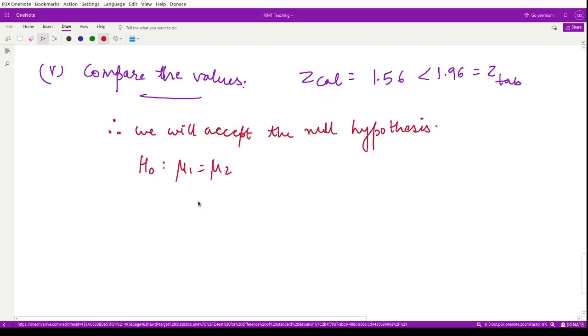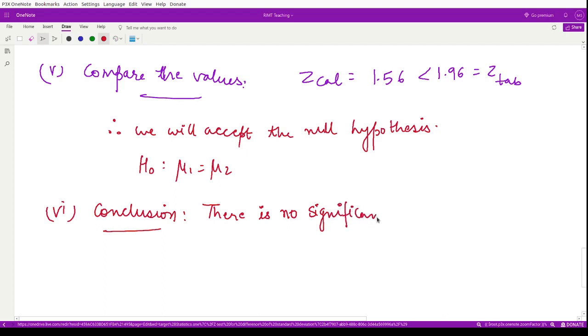So we may conclude that, so last step, conclusion. There is no significant difference between the sample means, right? So this is for the first part. Now moving on to our second part.